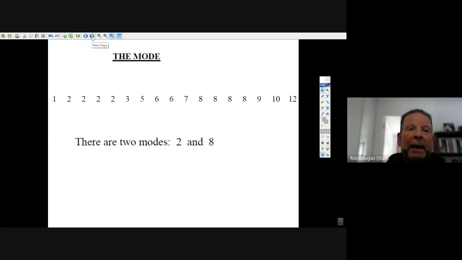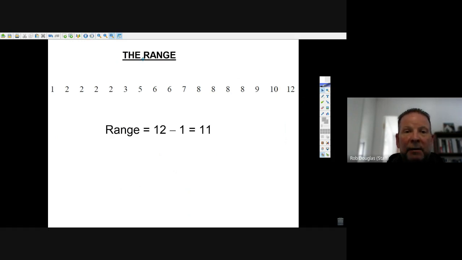Okay. And the last term we're going to look at is the range. The range is the maximum number, the biggest number, minus the smallest number. That's called the range. So 12 minus 1 would make a range of 11 in this data here.